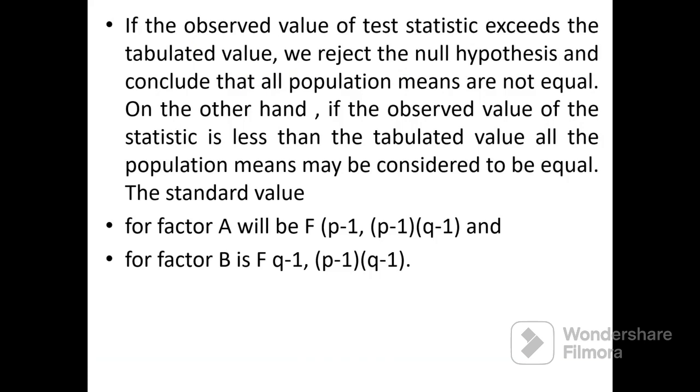So the rule is the same as in one-way ANOVA, but here we have to consider two types of standard value for two-way ANOVA. That is, for factor A, we will be considering the standard value with P minus 1, and this is for error degrees of freedom. But what is small p and what is small q? Those are the number of classes or groups that factor A will be divided into, and similarly for factor B, the number of classes or groups that factor B will be divided into. That is small q.